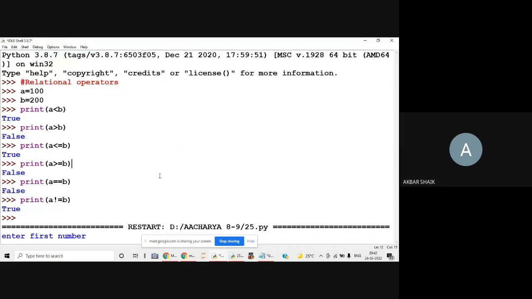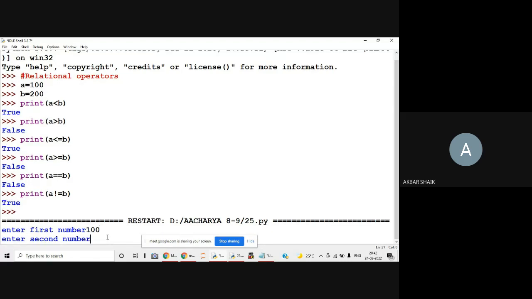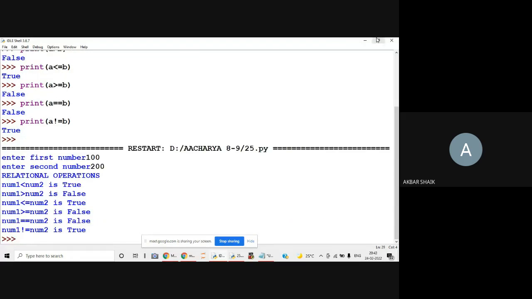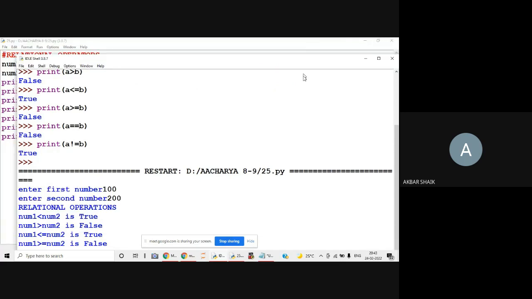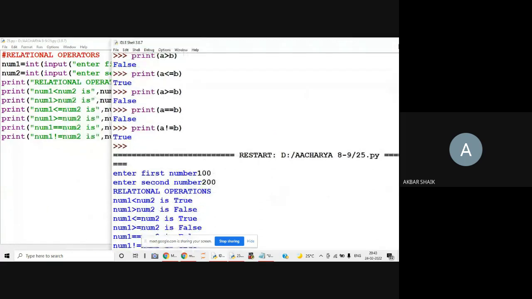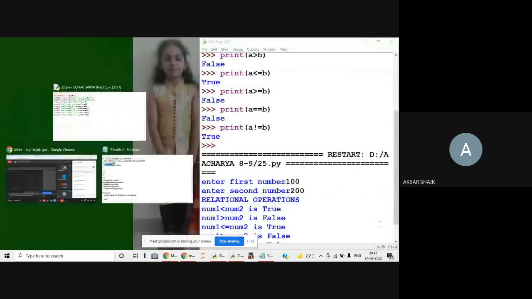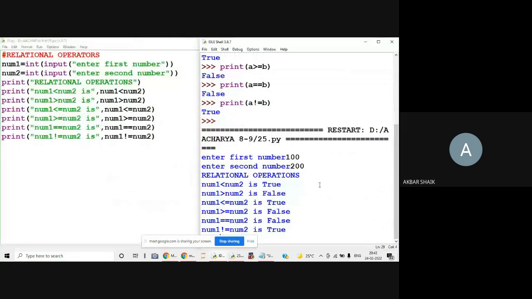Okay, so I'll run this program. Enter first number, I'm giving 100. Second number, 200. Okay, so all of you please observe this program with the output. What output you got and what program you have written, just compare this side by side. Now relational operations: first number is 100, second number is 200.